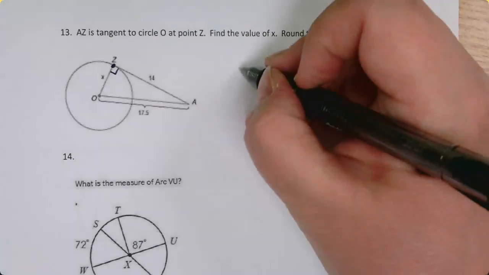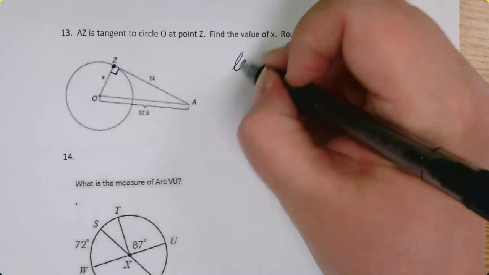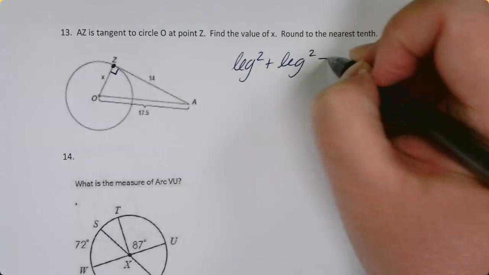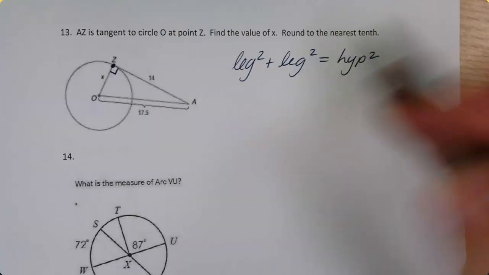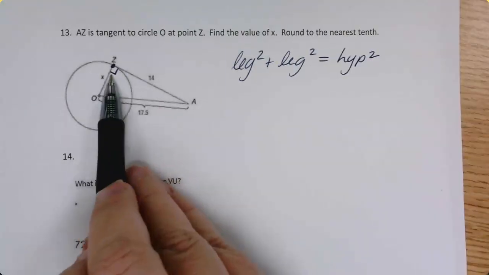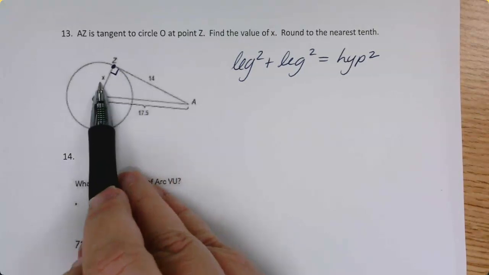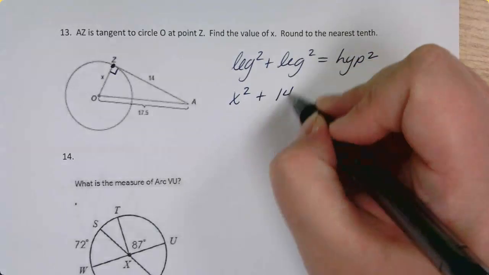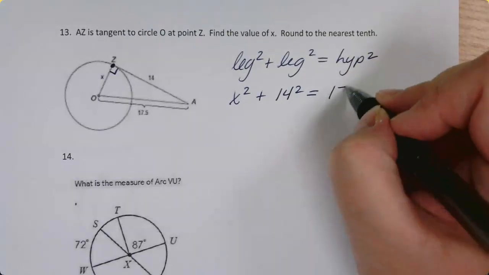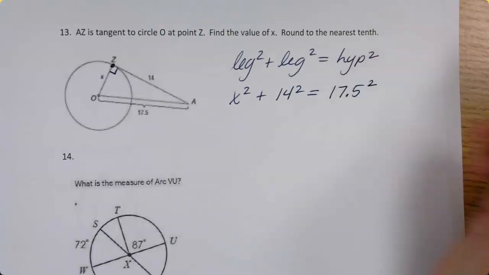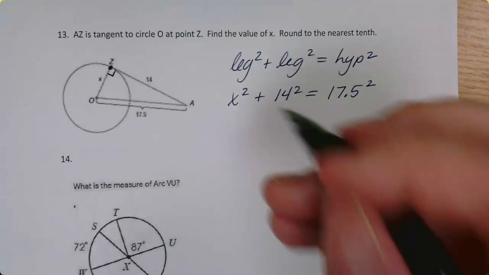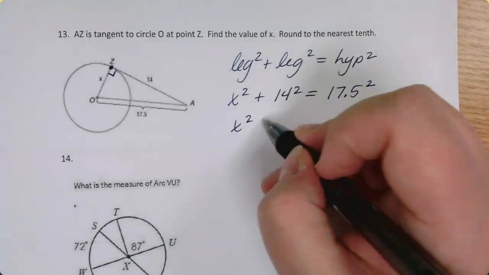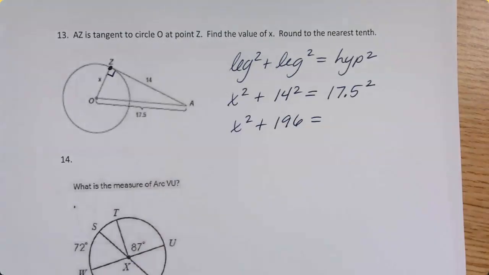So that means Pythagorean theorem. Leg squared plus leg squared equals hypotenuse squared. Remember, the legs are the ones that meet at the right angle. So x is a leg and 14 is a leg. So x squared plus 14 squared equals 17.5 squared. So I'm going to go ahead and simplify. 14 squared is 196. Let's see what 17.5 squared is.